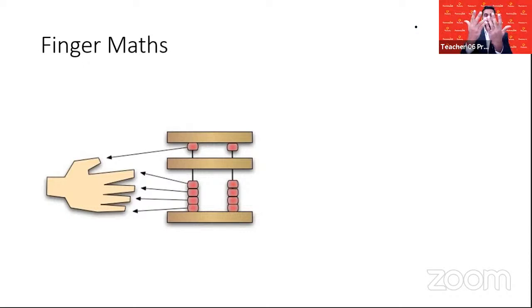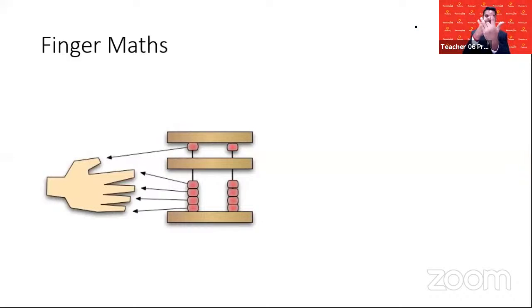What you have to do is just fold your third finger. 1, 2, 3. Fold your third finger. Now count the digits, or count the fingers towards the left side of the folded finger, which is 2 in this case, and then count the numbers to the right side of the folded finger. That is going to be 7. So the answer to 3 times 9 is going to be 27.